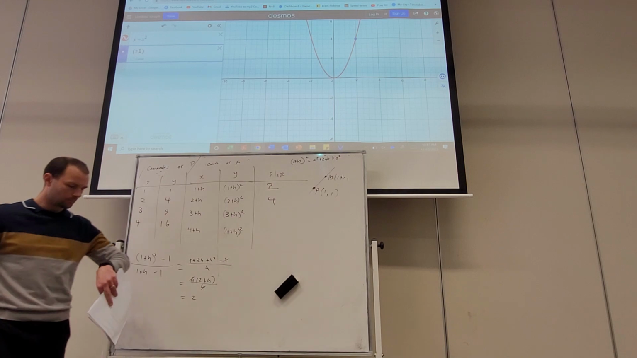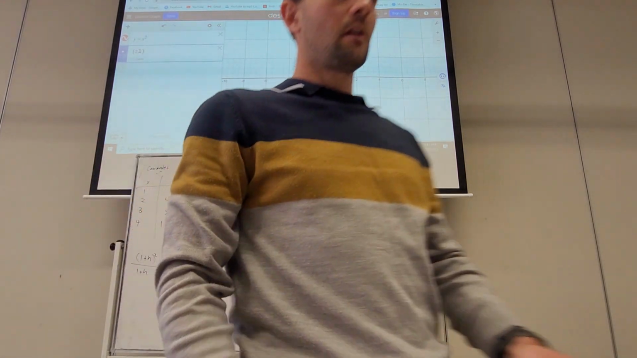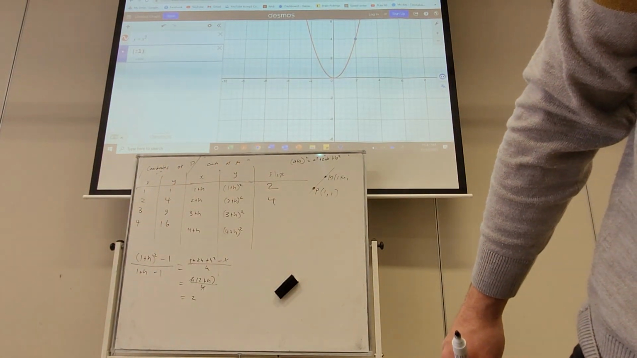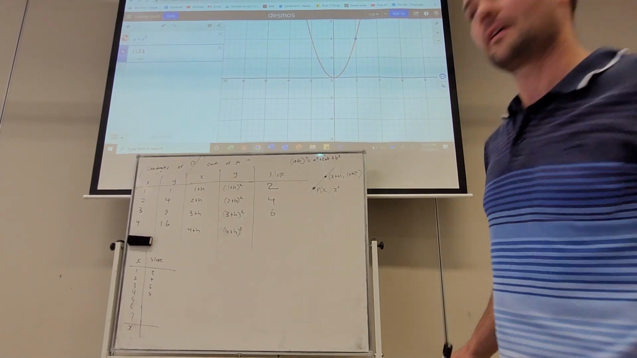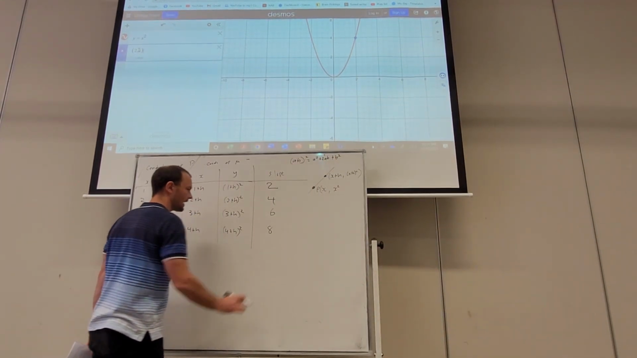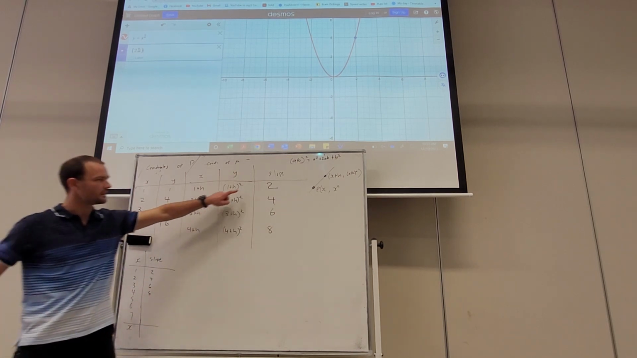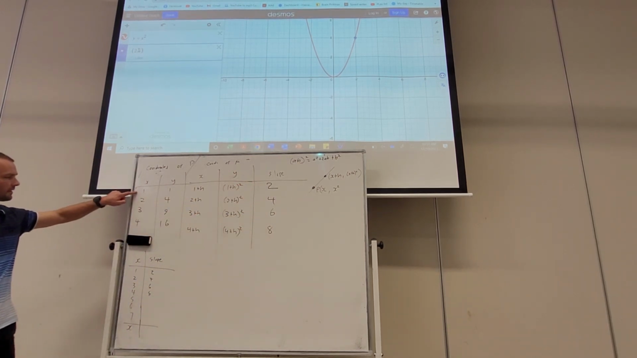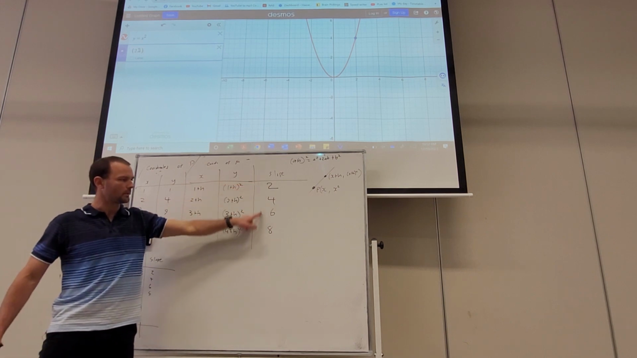Okay, so I'm going to pause there for a bit, and let's have a quick look up here. All right, so hopefully there we cracked out 8. So we're starting to notice here 2, 4, 6, 8. Here's the x value. Here's the slope at that point.